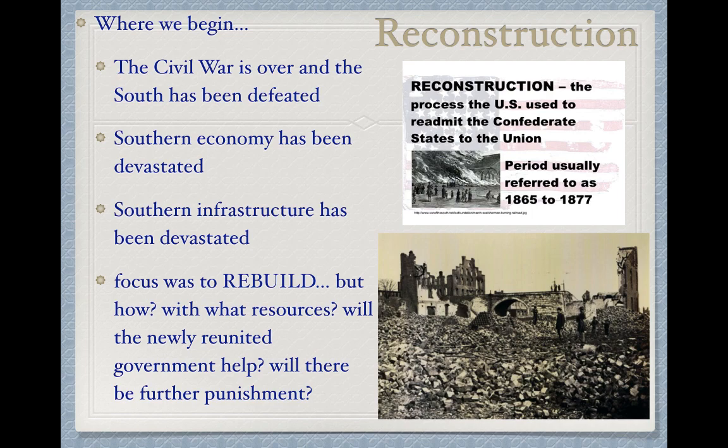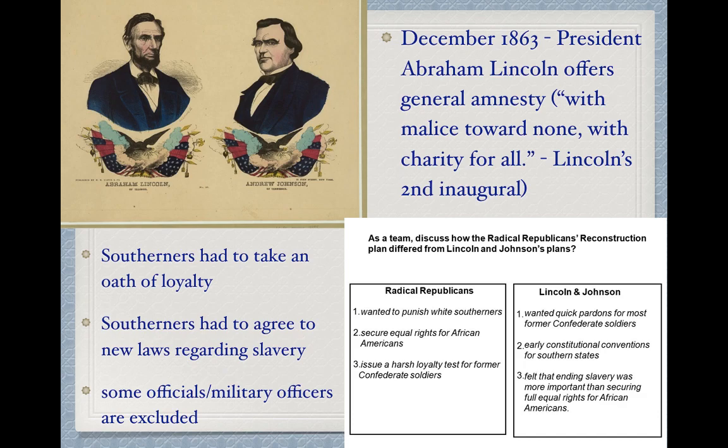So again, Reconstruction is the process the United States uses to readmit the Confederate States to the Union, and this is a time period that is usually referred to between 1865 and 1877. So on the image on the left here, we have Abraham Lincoln. The image on the right is his Vice President, Andrew Johnson. As we know, Abraham Lincoln will be assassinated and Andrew Johnson will become president.